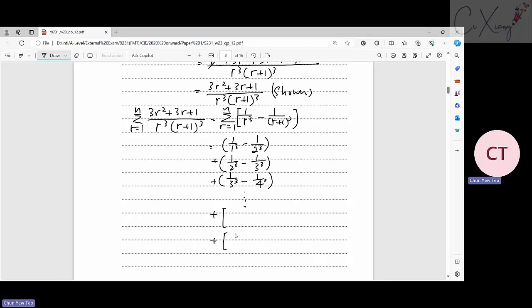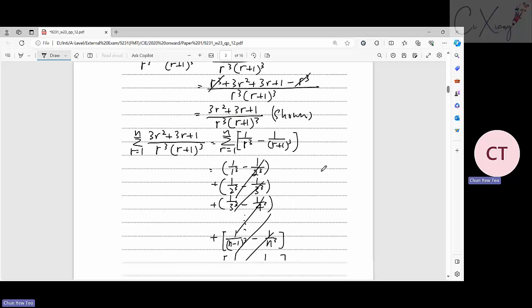The last term, definitely this one must be n cube, and this one must be (n plus 1) cube. Then the one before that will be (n minus 1) cube, and this one will be n cube. So you can see that they behave in a pattern where all can be cancelled in this way. Therefore, this can be written as 1 minus 1 over (n plus 1) cube. Just like that, done. This will be the answer for the sum of the series over here.